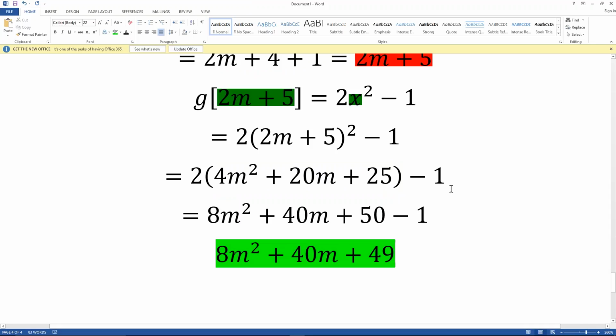Okay, the shortcut method is: square the first, then you multiply the first times the second and double it, and then you square the last.